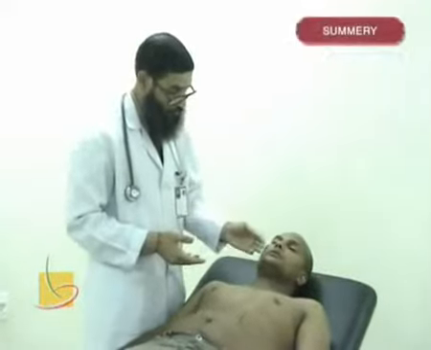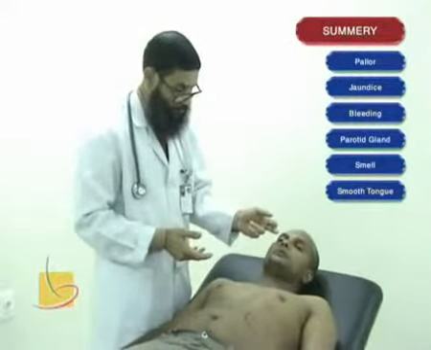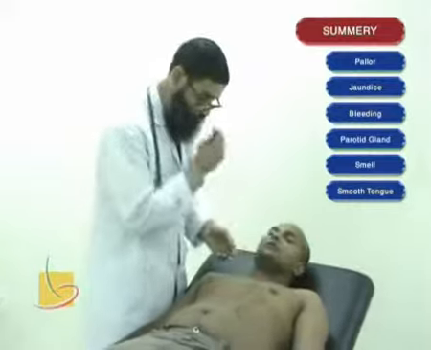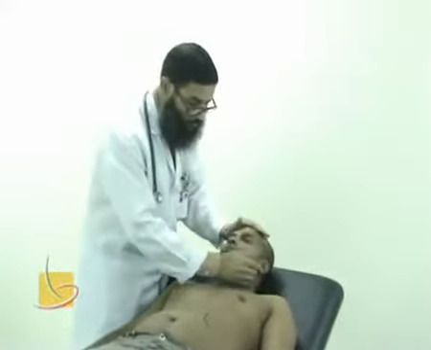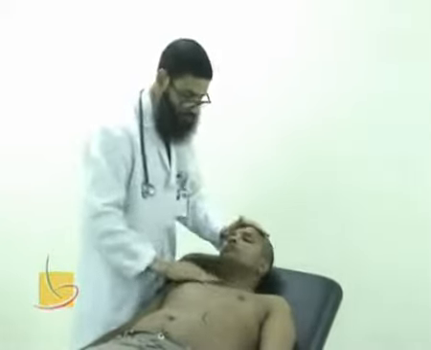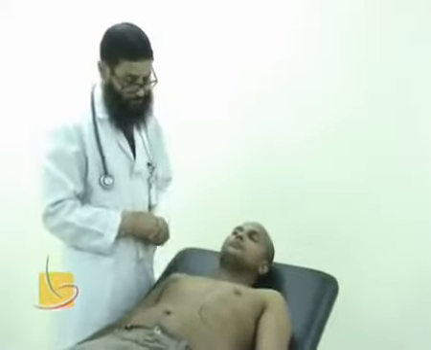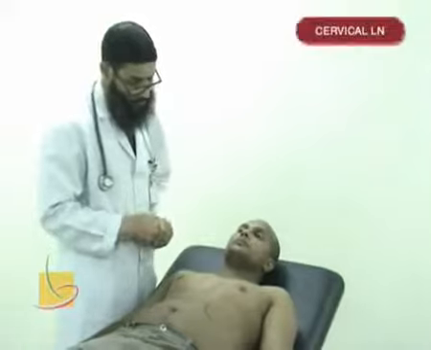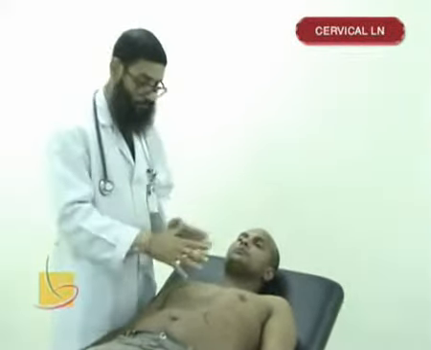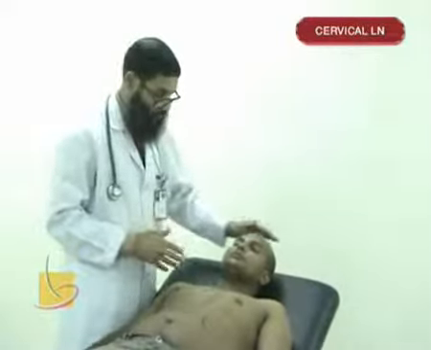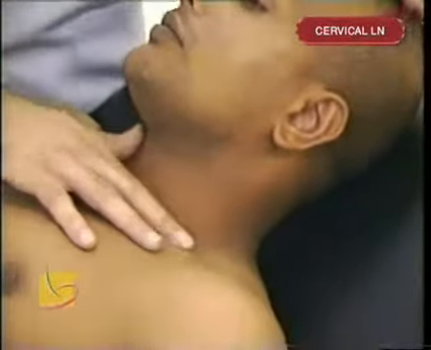So pallor, jaundice, bleeding, parotid gland enlargement, smell, and quickly try to palpate the lymph nodes. We explain this and how to examine for the cervical lymph nodes. However, in case of an abdominal problem in general, always try to palpate for so-called supraclavicular lymph nodes. This is just above the clavicle.